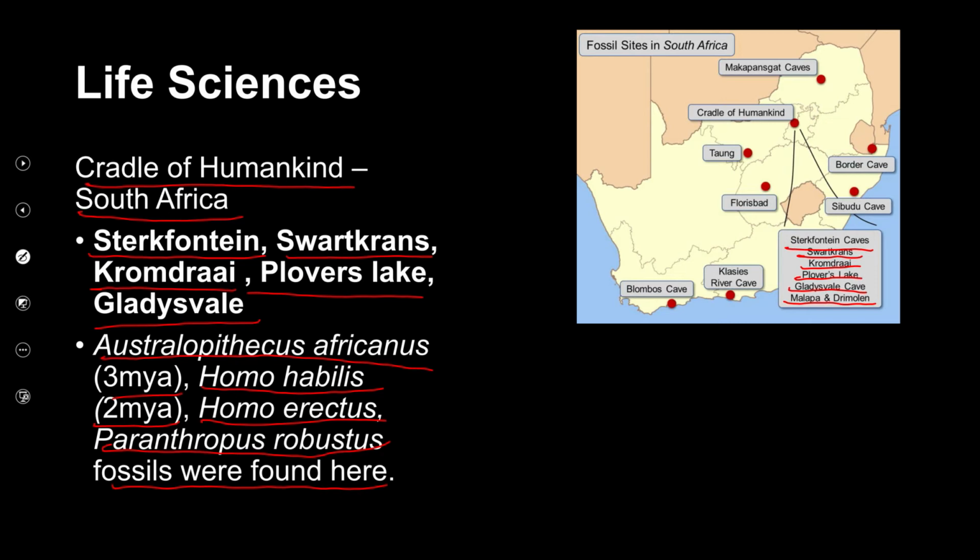Right, and then you can see that there are other areas. We said Blombos Cave is in the Western Cape, Klasies River Cave, Sibudu Cave, Border Cave. Those are in other provinces as well.